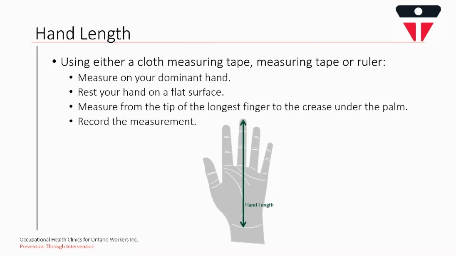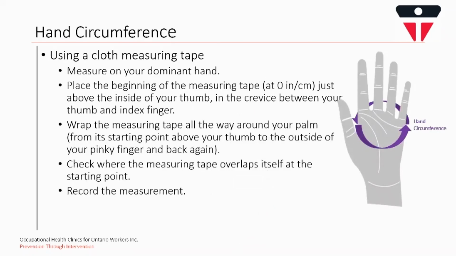For hand circumference, we need to use the cloth measuring tape. You want to measure on your dominant hand. Place the beginning of the tape, or at 0 inches to centimeters, just above the inside of your thumb in the crevice between your thumb and index finger. Wrap the tape all the way around your palm from the starting point above your thumb to the outside of your pinky finger and back again. Check where the measuring tape overlaps itself at the starting point and record this measurement.